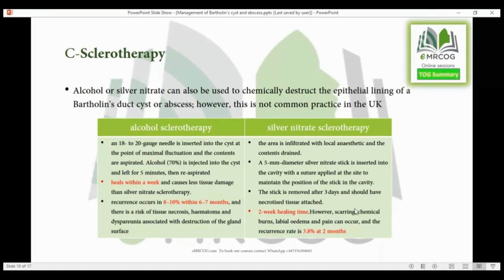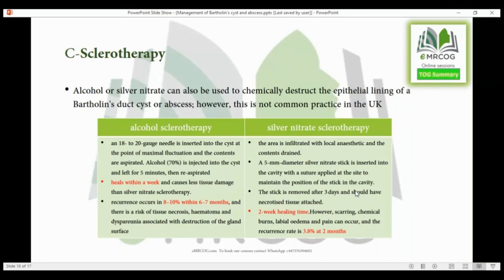Silver nitrate is going to need 2 week healing time and a very high recurrence rate, 3.8 in 2 months only. It can cause also burns, scarring, edema, and pain. Not only this, the stick is removed after 3 days. Why? Because this is how it works. You are going to insert a silver nitrate stick into the cavity and leave it to do the chemical destruction of the epithelial lining. And when you remove it after 3 days, you should see some necrotic tissue attached to the stick.